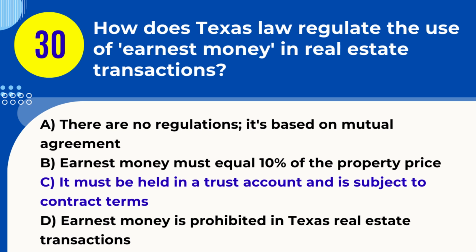Answer: C. It must be held in a trust account and is subject to contract terms. Explanation: In Texas, earnest money in real estate transactions must be held in a trust or escrow account and is governed by the terms of the purchase contract. This ensures that the earnest money is managed responsibly and in accordance with the agreed-upon conditions.